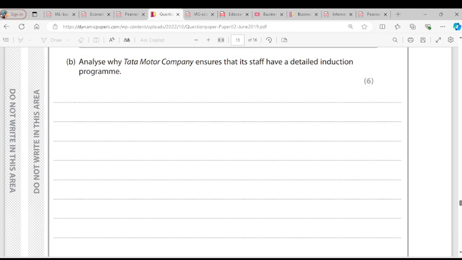So why will Tata use induction for its employees? I wrote, induction allows employees at Tata Motor Company to be familiar with the working environment, as this allows them to feel part of the company.